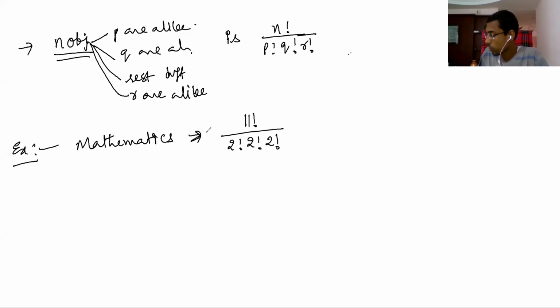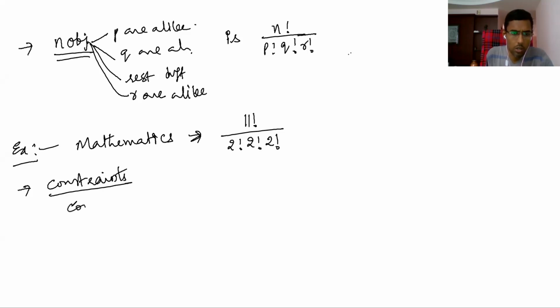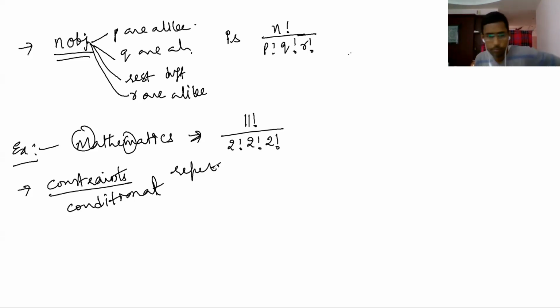So, permutations with constraints, repetition. Constraint means condition. Constraint repetition means conditional repetition, not full repetition. So here M is repeated twice; it's called conditional repetition, or constraints repetition.